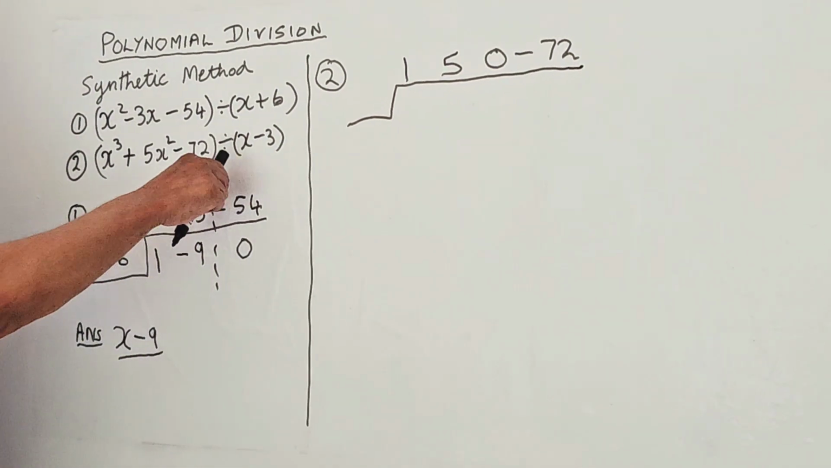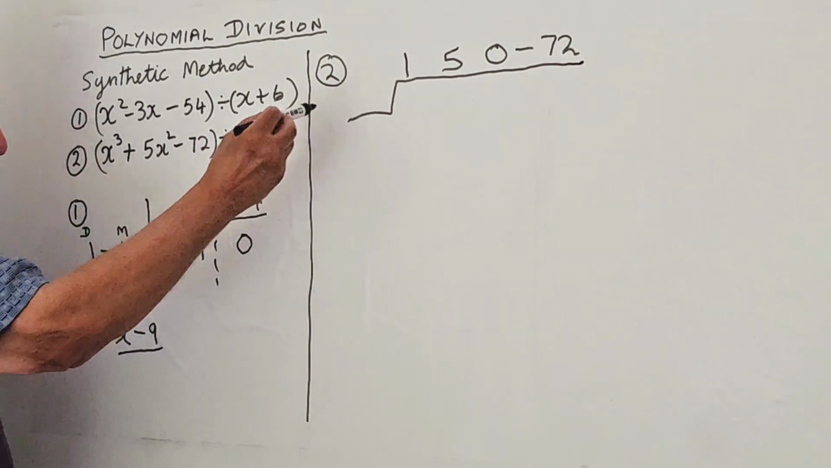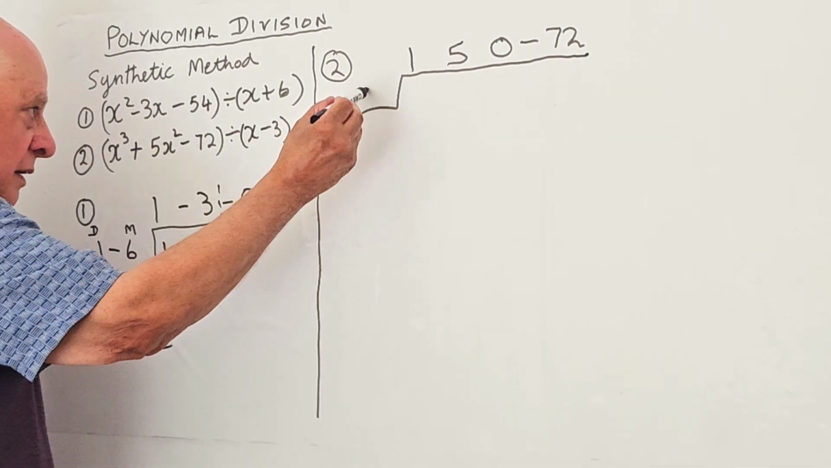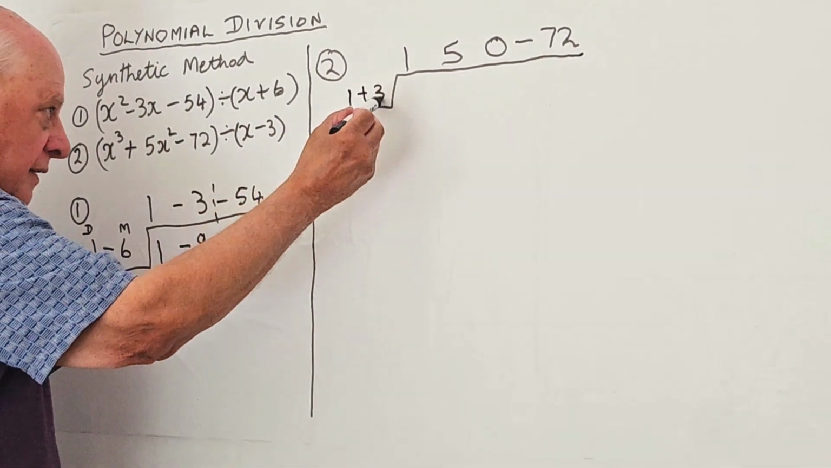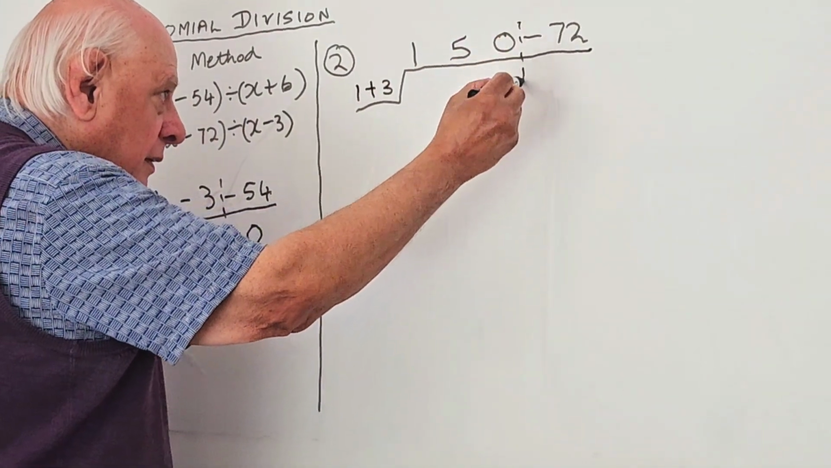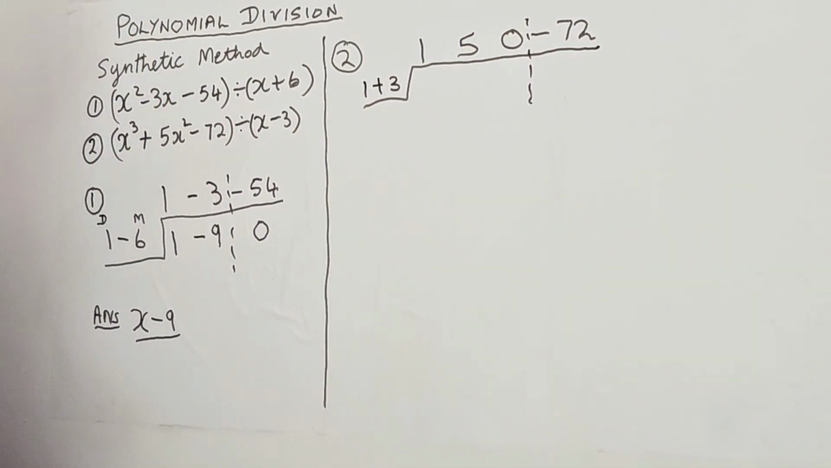And here we're dividing by x minus 3. That's the x. Instead of minus 3, I write plus 3. And I proceed from here. That's the bit where the remainder, if any, will go.